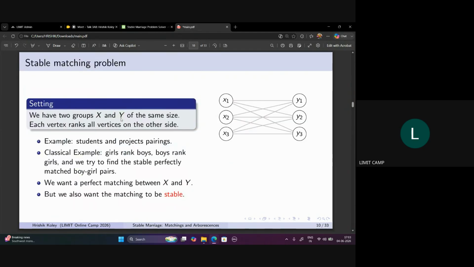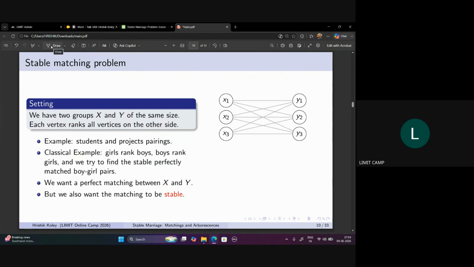But now let's come to the interesting part of this. So in matching, now forget about just vertices. Let the vertices have preferences now. Consider these vertices to be humans. So we have two groups or two sets, X and Y, of the same size. And each vertex or each person in each of these groups is allowed to rank all the vertices on the other side.